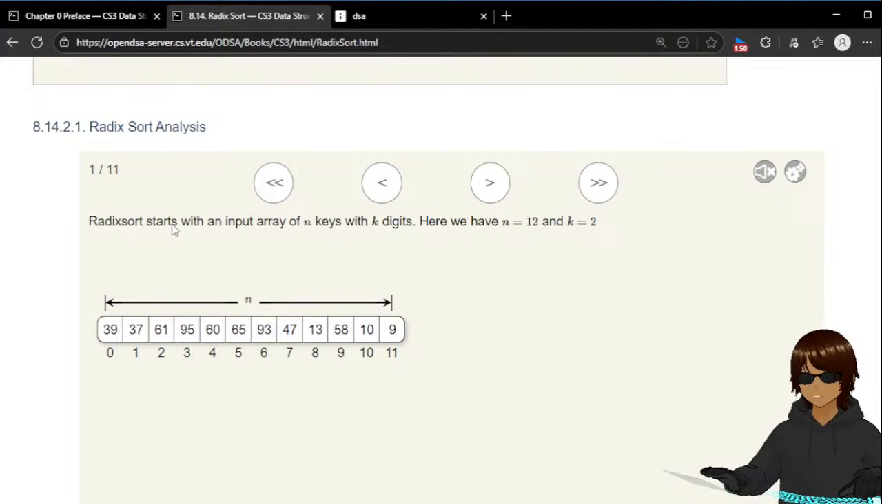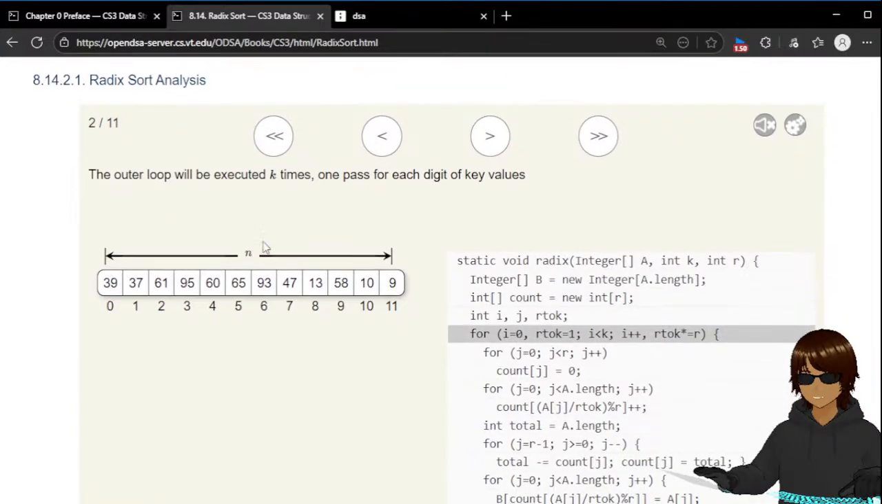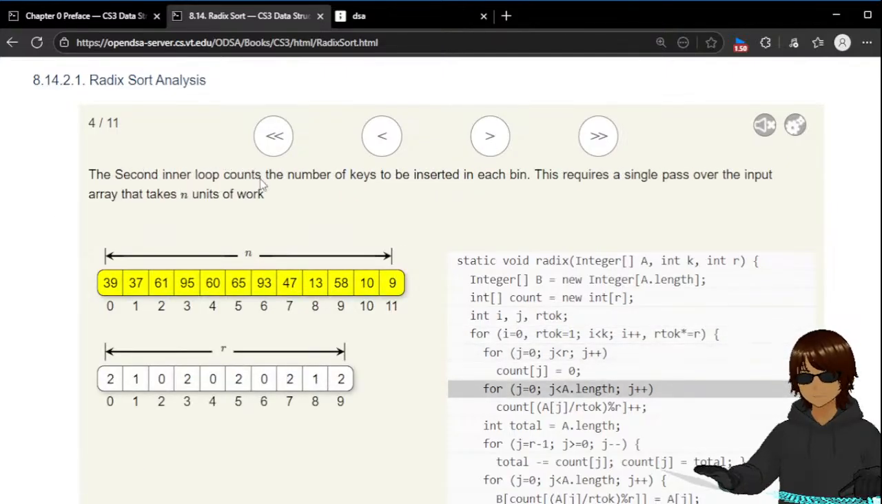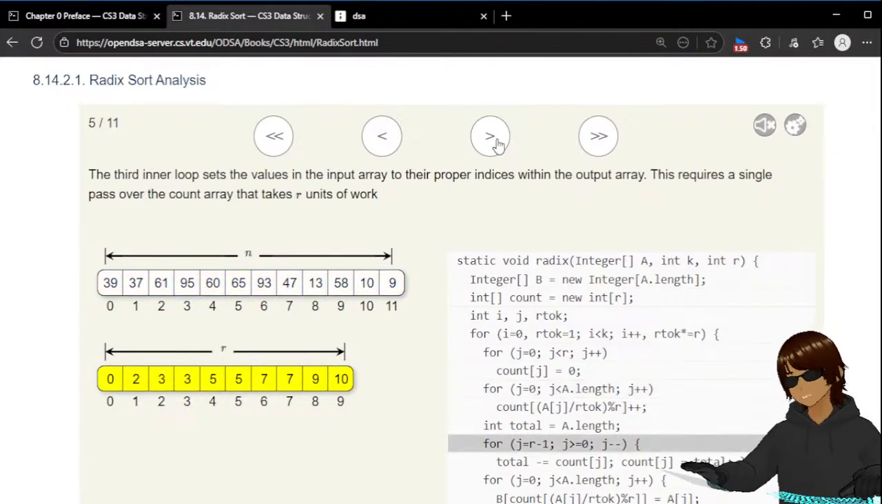Radix sort analysis. Radix sort starts with an input array of n keys with k digits. Here we have n equal to 12, k equal to 2. The outer loop will be executed k times, one pass for each digit of the key values. The second inner loop counts the number of keys to be inserted in each bin. This requires a single pass over the input array. The third inner loop sets the values in the input array to their proper indices within the output array. This requires a single pass over the count array, which takes r units of work.